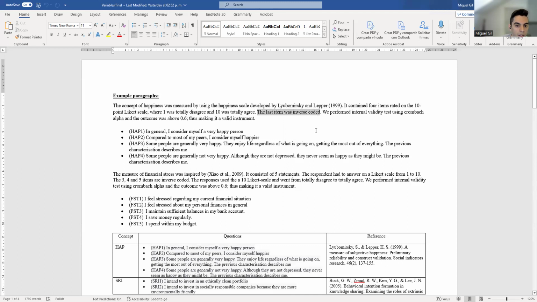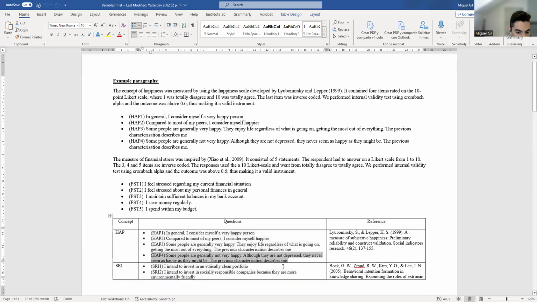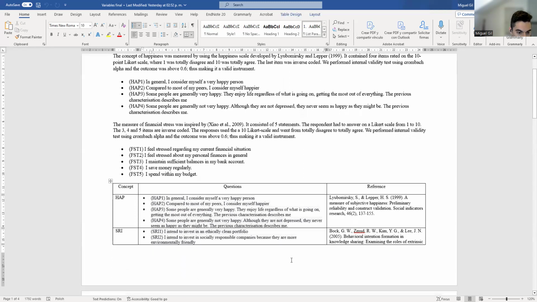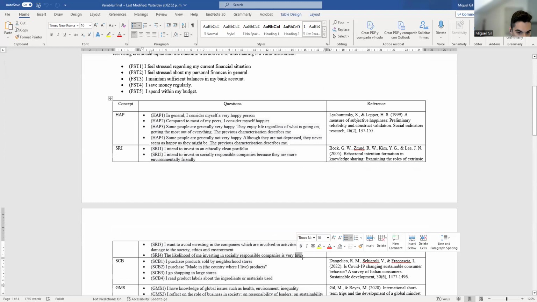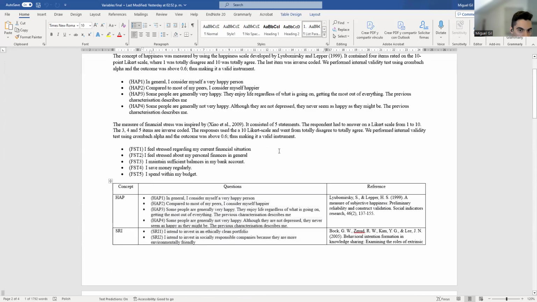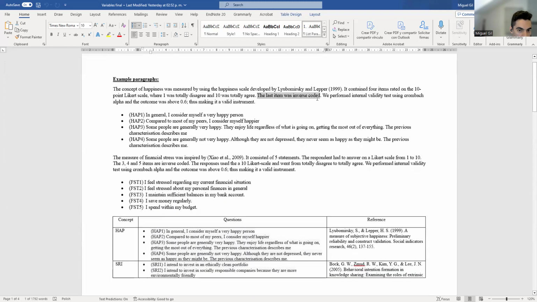Then something important. Some of you have inverse coded variables. Maybe you remember this from workshop 3 when we did the cleaning of the data. Remember that the inverse coded questions had a dot at the end. I explained that in the workshop. So remember, if you had a question with a dot in the end, like this one, these are inverse coded. You just have to say it here. So the last item of happiness 4 is inverse coded. You just have to say it.